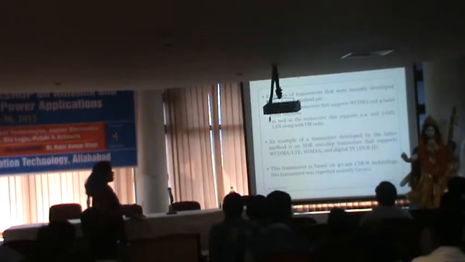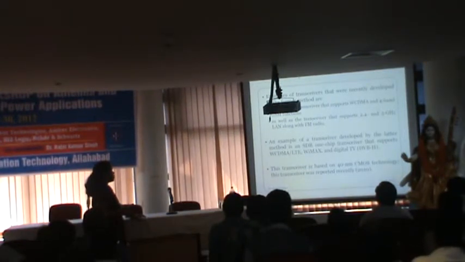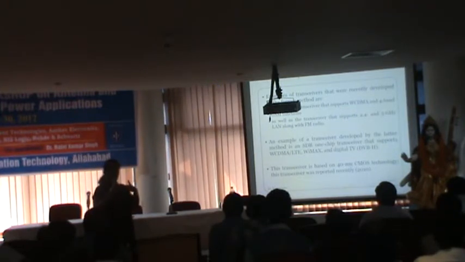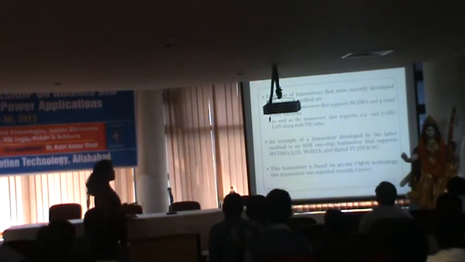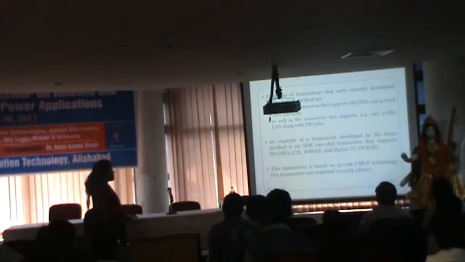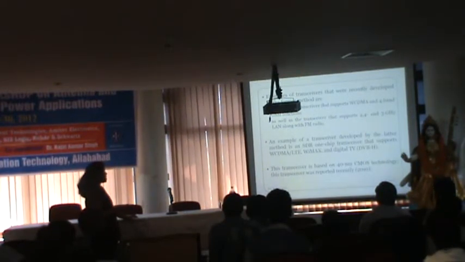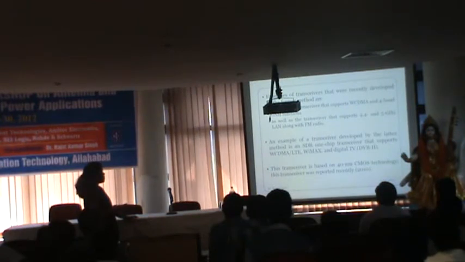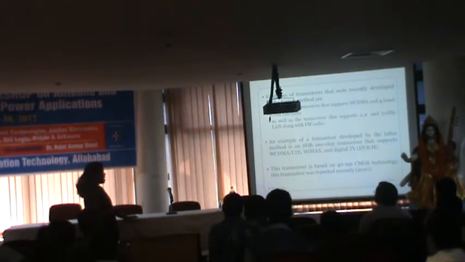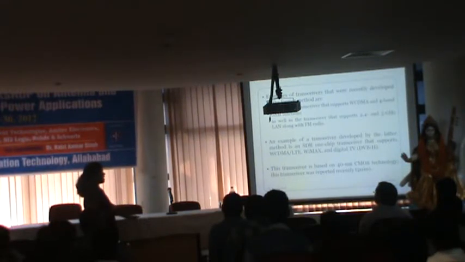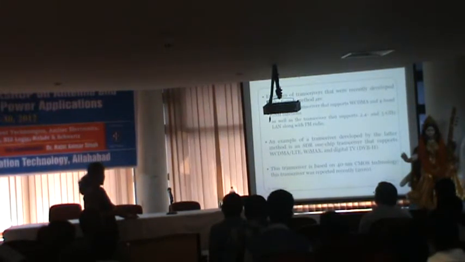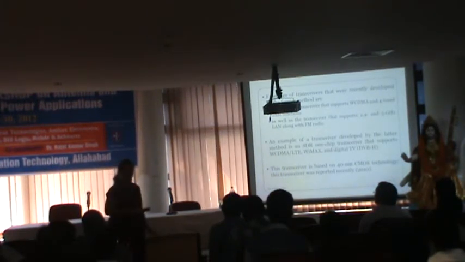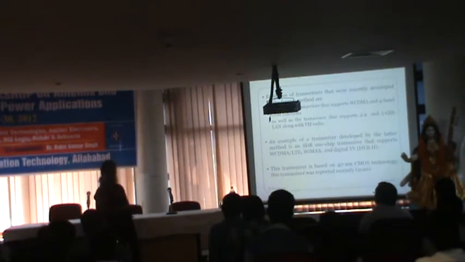Now the examples of transceivers recently developed by the first method, where you have different transceivers sitting on a chip: one chip transceiver that supports WCDMA and 4-band GSM functions, as well as a transceiver that supports 2.4 and 5 GHz LAN along with another standard. That is what was reported. The example of the transceiver developed by the second method is an SDR one chip transceiver that supports WCDMA, LTE, WiMAX, and digital broadcasting. This transceiver is based on 40 nanometer technology and was reported recently in 2010.